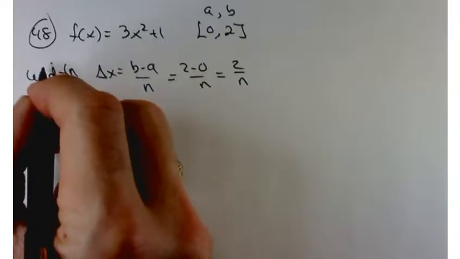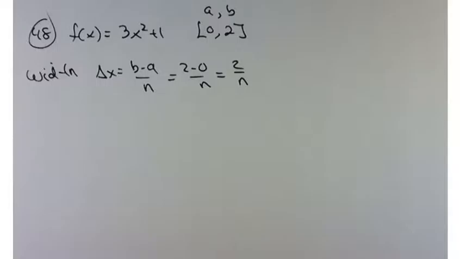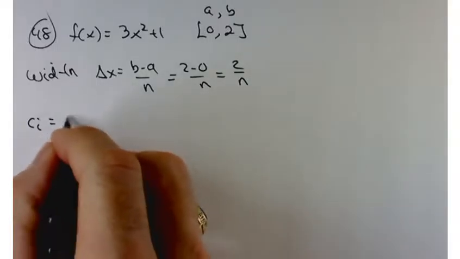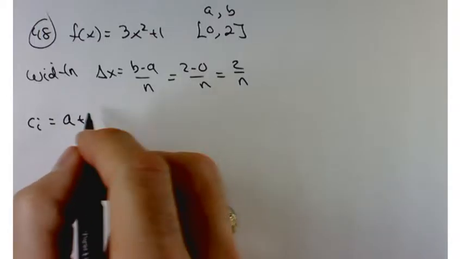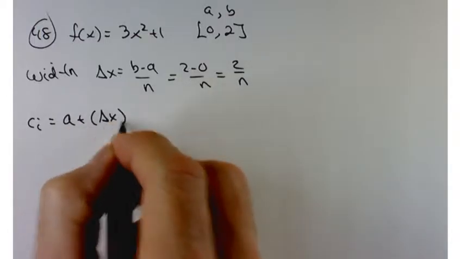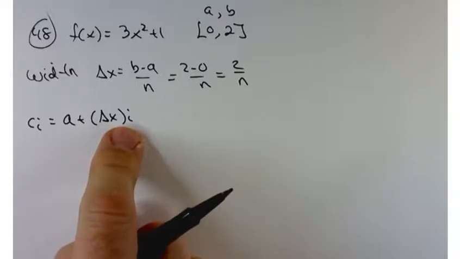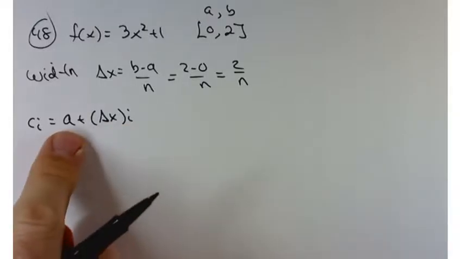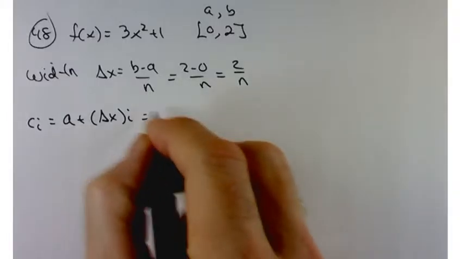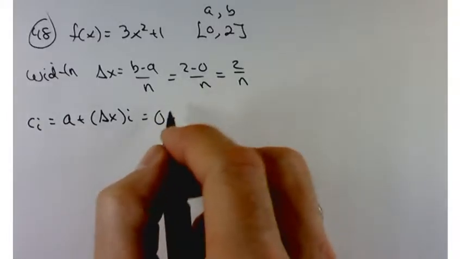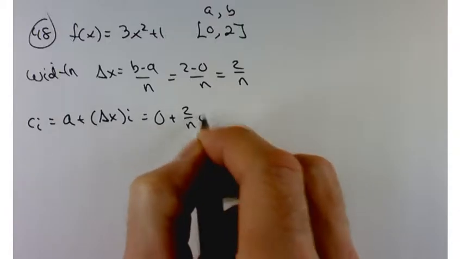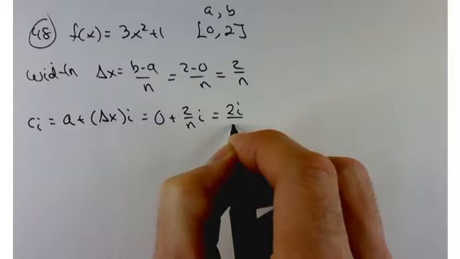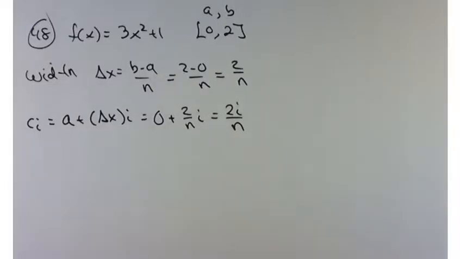The value of x, where we're going to calculate the height, is given to us by this. C sub i is a sub 0 plus delta x times i. That is, if you're in the first interval, then you need to move a width of delta x over from where you started from. In this case, it's going to be 0 plus 2 over n times i. Basically 2 over n, or 2i over n.